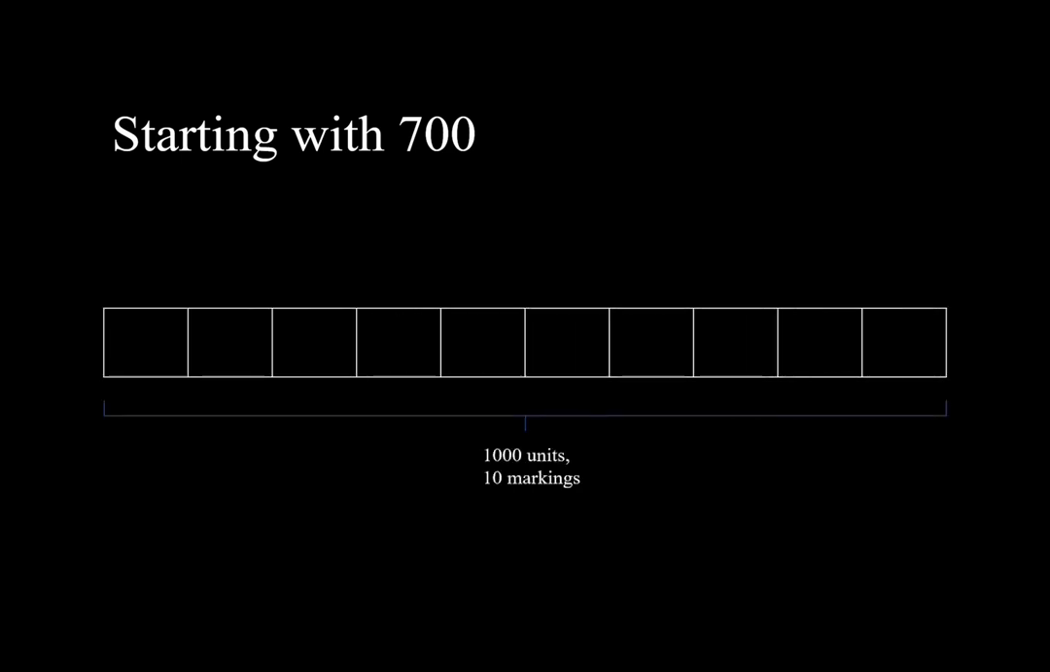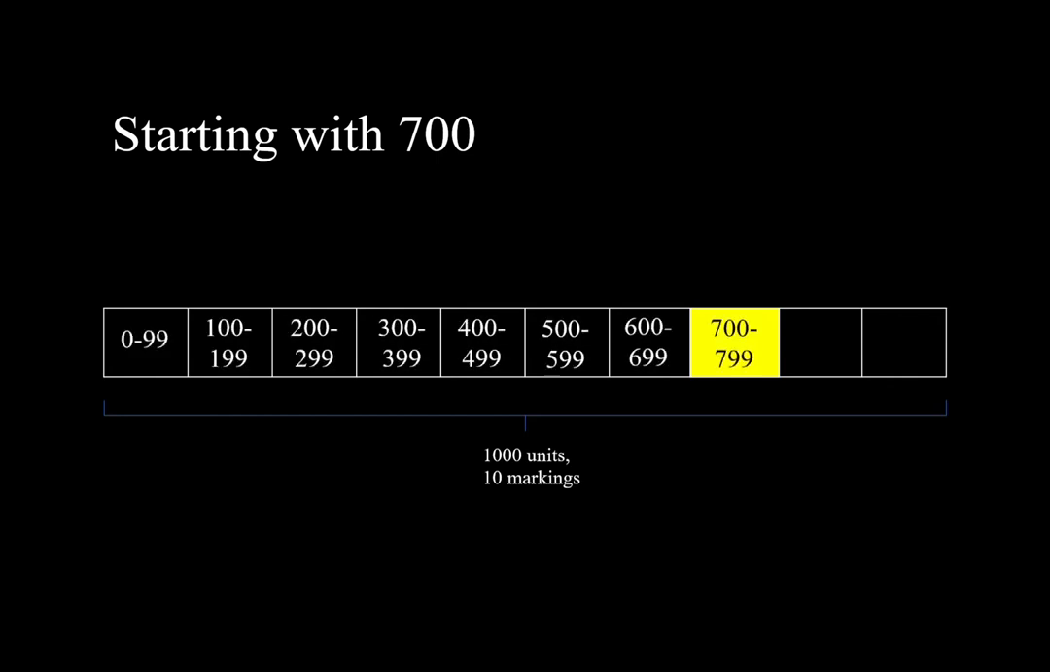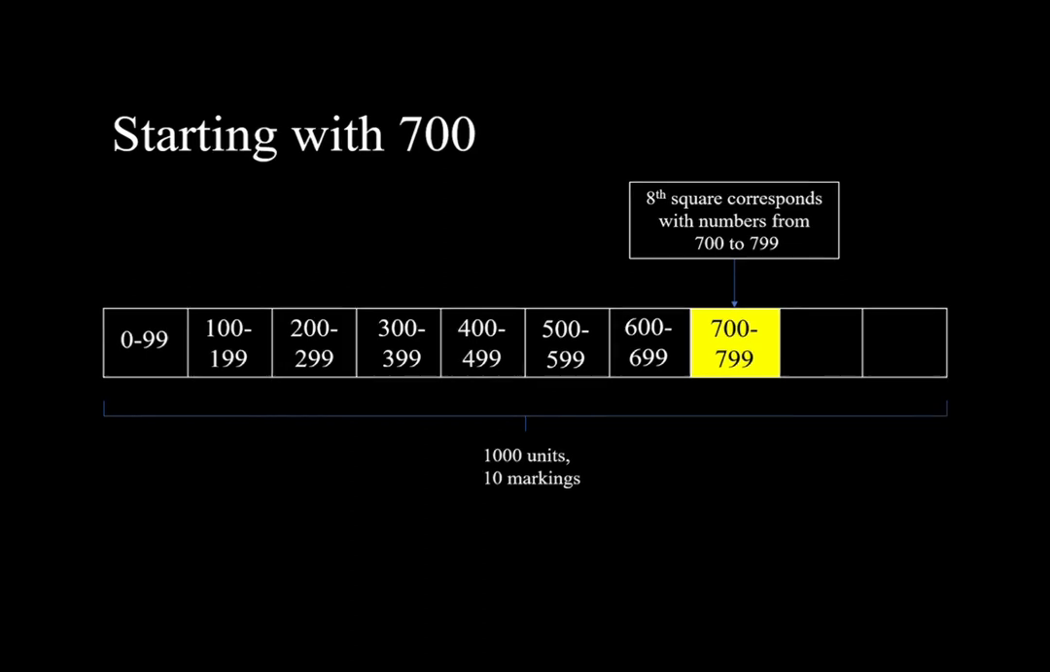Let's begin by approaching the number 700. We'll start with a stick with 1000 units divided into 10 markings. And then we'll pick the 8th square, because if you think about it, the first square corresponds to the range 0 to 99. When we do this, we will get the square corresponding to the 700 numbers, or numbers from 700 to 799.